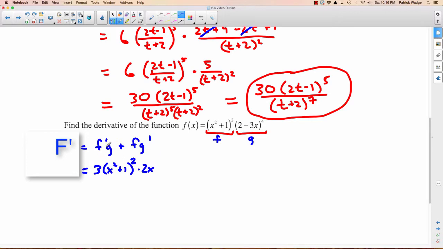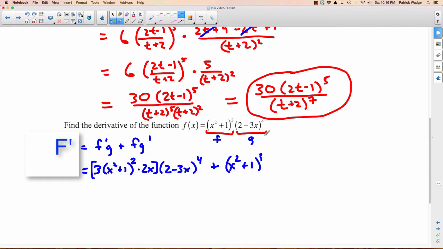Okay, all we've done there is just f prime. This is f prime. Now we have to multiply it by the g. Well, g is 2 minus 3x to the 4th power, plus f. f is x squared plus 1 cubed.